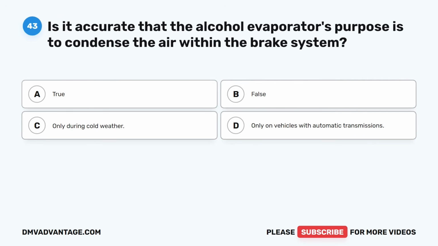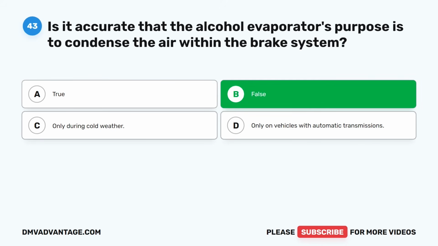Question 43. Is it accurate that the alcohol evaporator's purpose is to condense the air within the brake system? A, true. B, false. C, only during cold weather. D, only on vehicles with automatic transmissions. The correct answer is B, false.